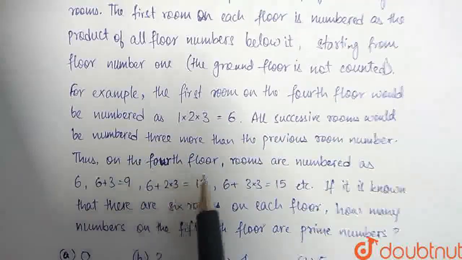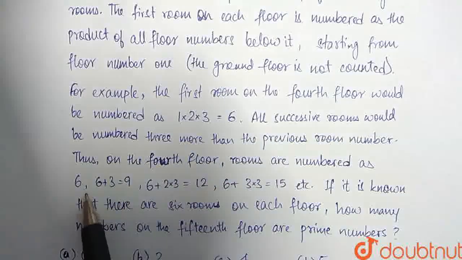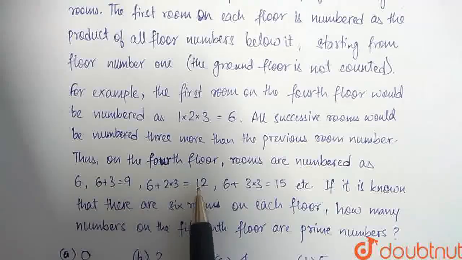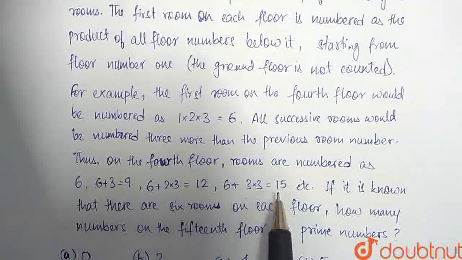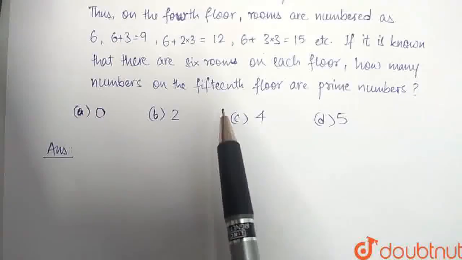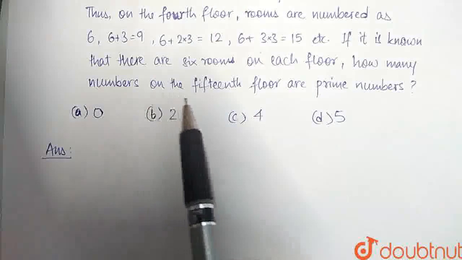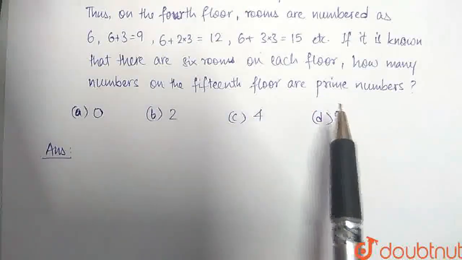Thus, on the fourth floor, rooms are numbered as 6, 6 plus 3 which is 9, 6 plus 2 into 3 which is 12, 6 plus 3 into 3 which is 15, etc. If it is known that there are 6 rooms on each floor, how many numbers on the 15th floor are prime numbers? Right.